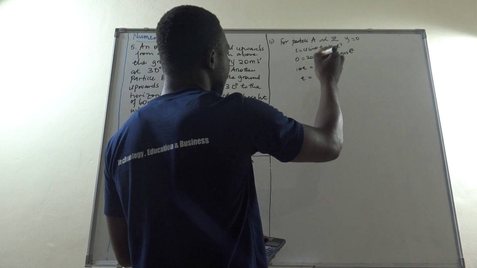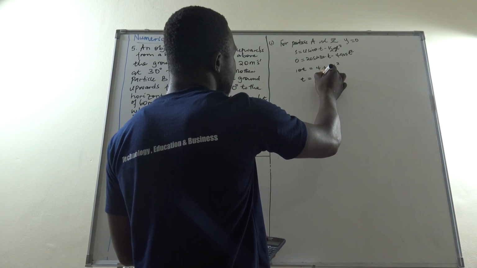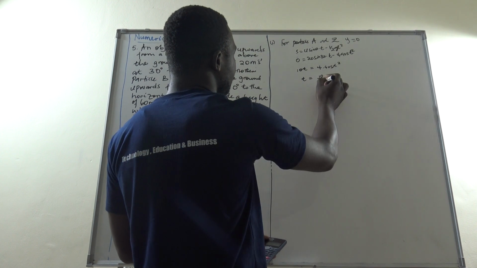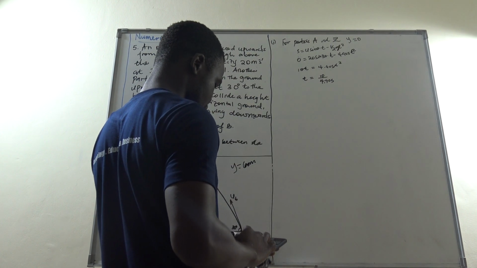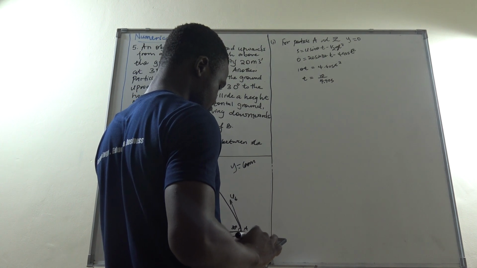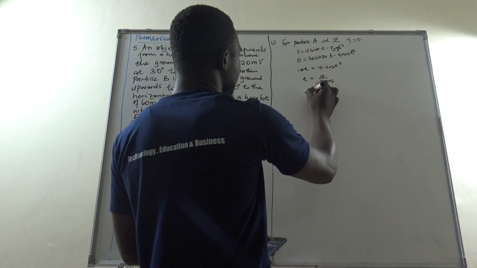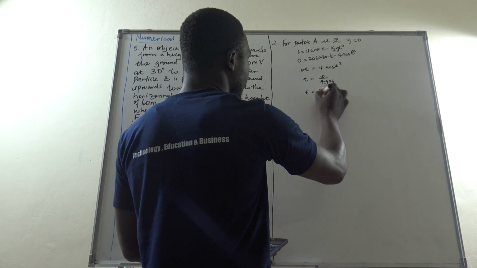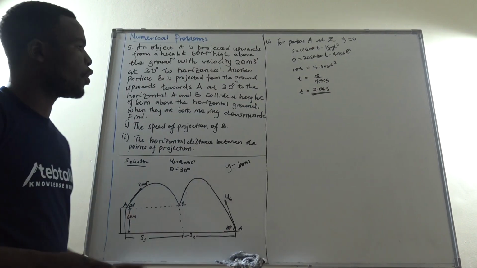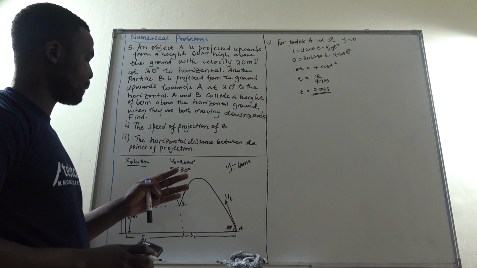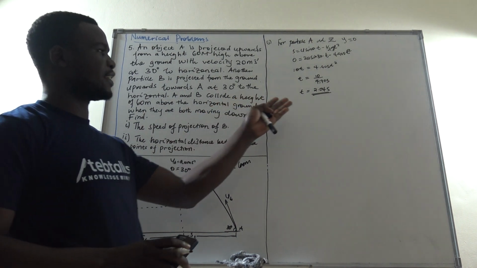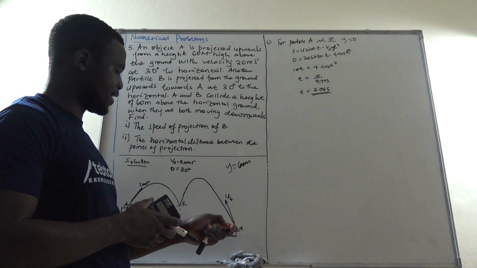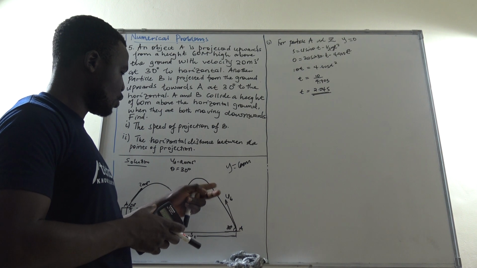Now, we divide through by t and we realize that the value of t is 10 divided by 4.905. So 10 divided by 4.905, I get my time of flight, the time taken for these particles to collide, to be 2.04 seconds. Now, if that is the time taken, it means that it is also the same time that is taken by this particle to collide.